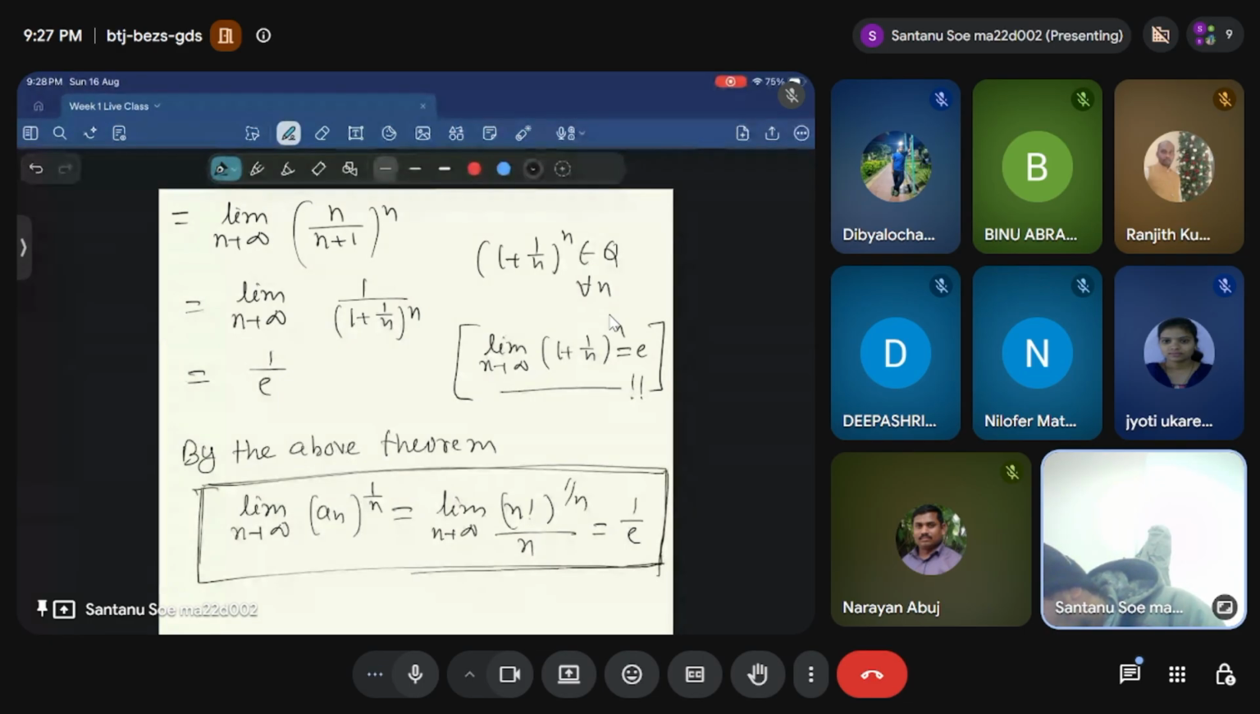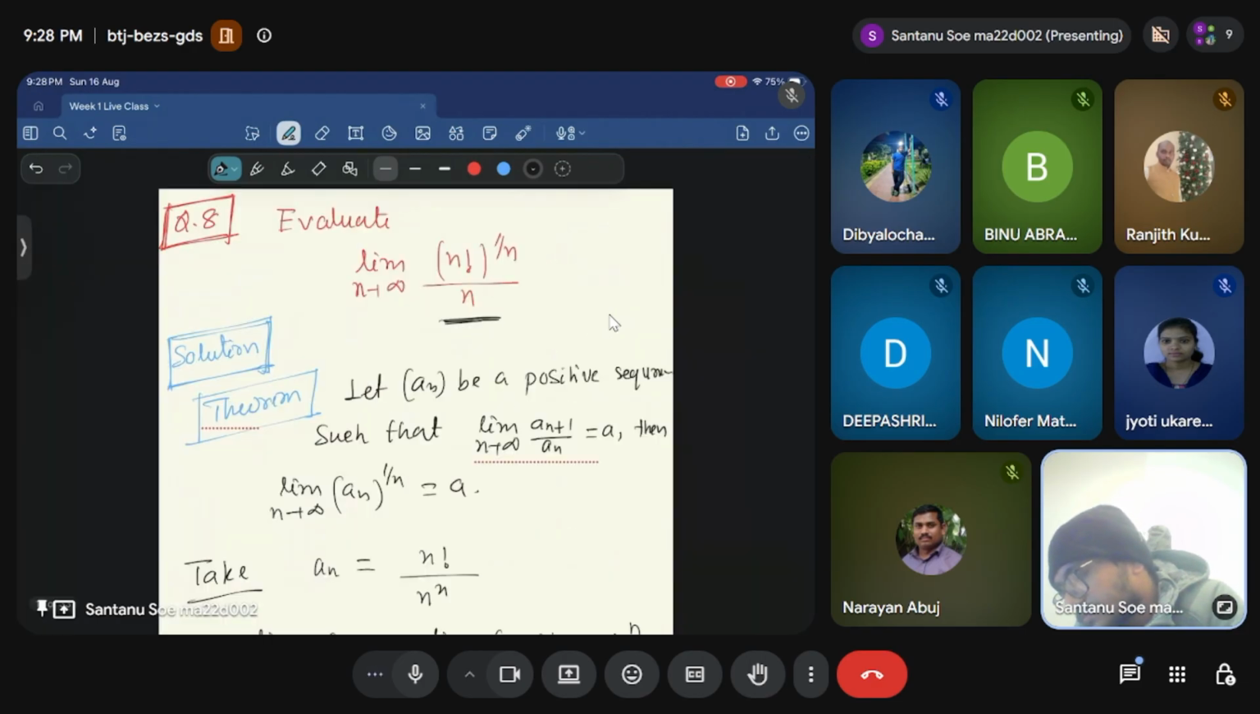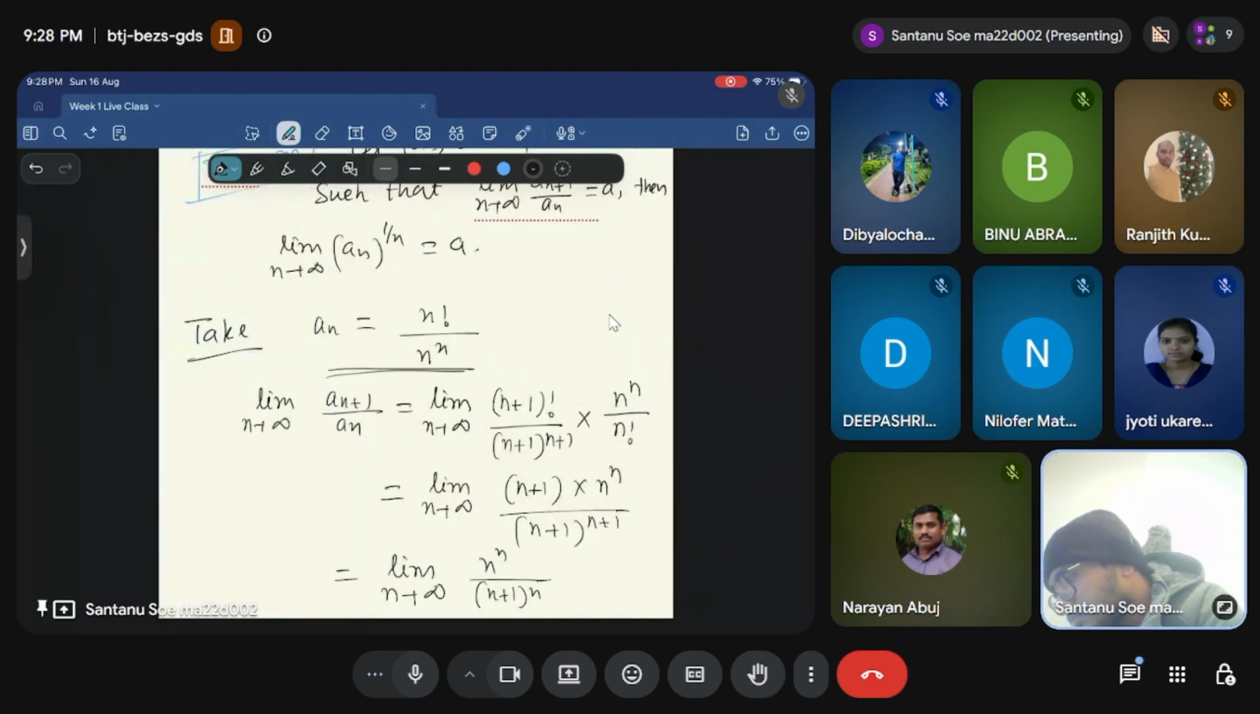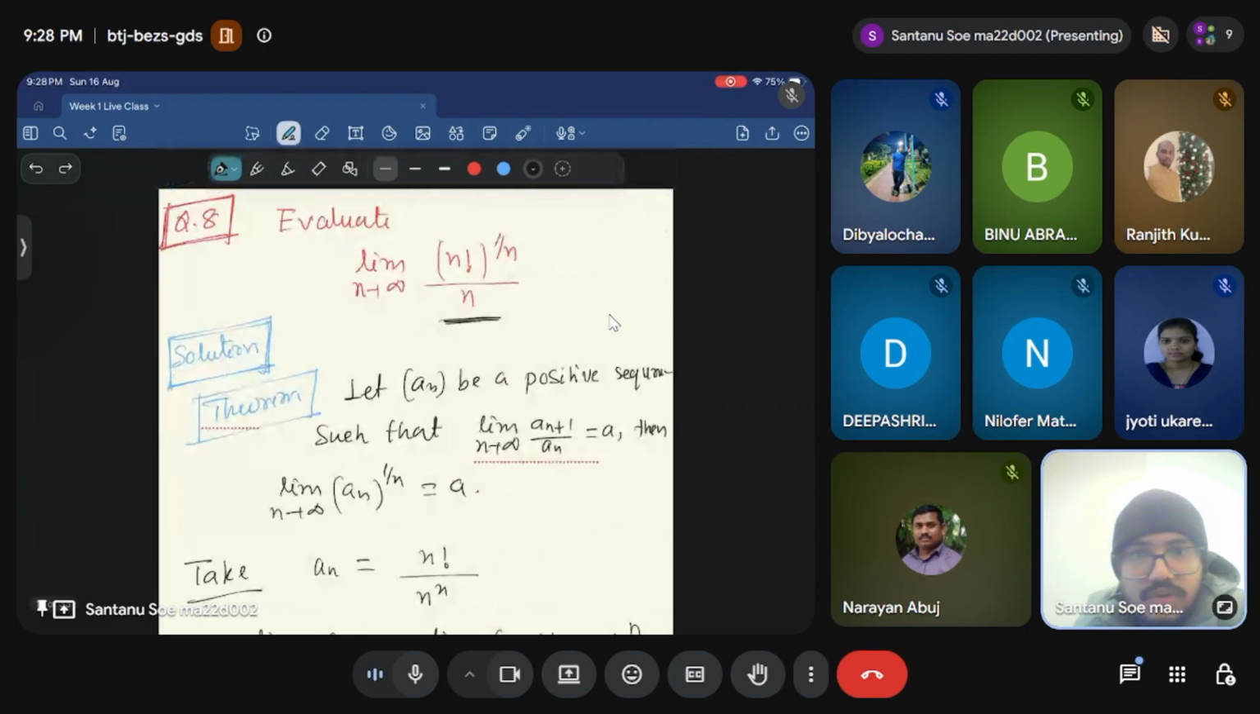Because I said earlier, if the limit of a_{n+1} by a_n has a limit a, then a_n to the power 1 by n will also have the limit a. So in this case, after taking the power, because a_n was chosen like this, correct? If you take the power, it will be n factorial to the power 1 by n, and in the denominator it will be just n, because n to the power n will get cancelled out. And this is what we want, right? We want n factorial to the power 1 by n, and in the denominator we want n. So that's how we chose our a_n, correct?